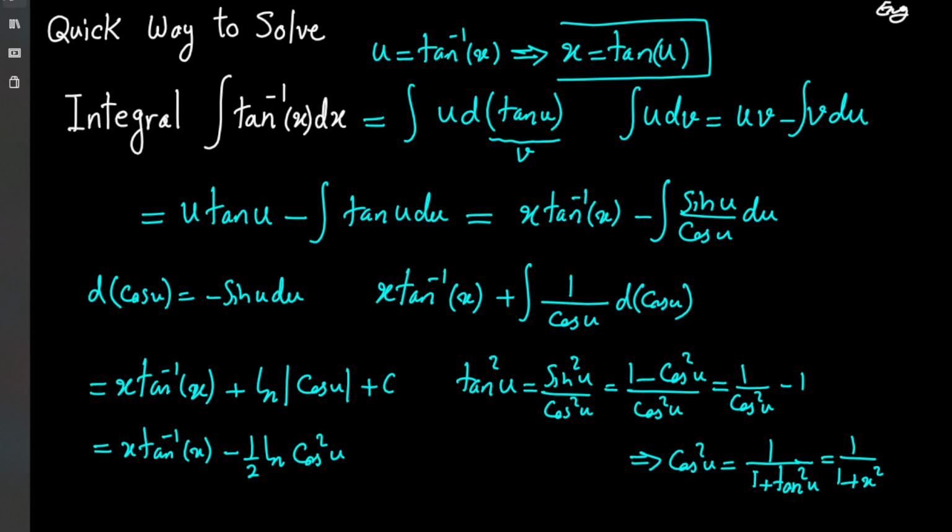or, let's put it this way. Because I used the trick that I applied minus 1/2 here, then effectively it becomes 1 over cosine squared of u, which is 1 plus x squared. So as a result, the final answer here is equal to x tan inverse of x minus 1/2 ln of 1 plus x squared plus c.